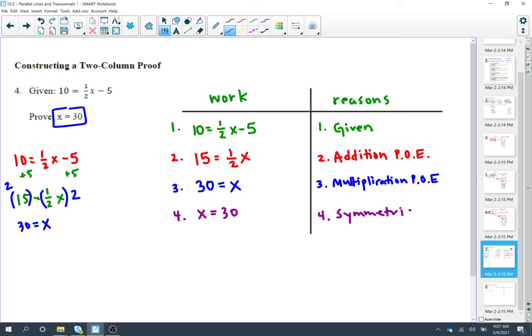So think of something that is symmetrical. Usually you can flip it over a line of symmetry. It's like a reflection on both sides, so it's symmetric. So these are the same, we just flip them, so that's the symmetric property. And your proof is done.